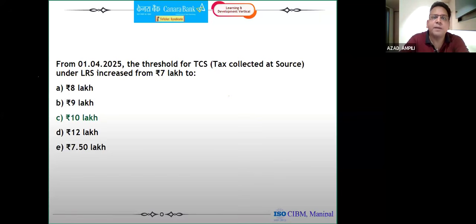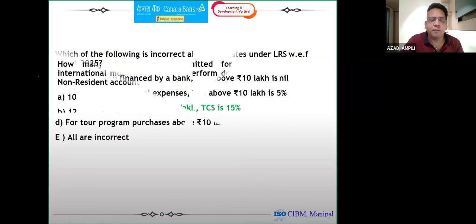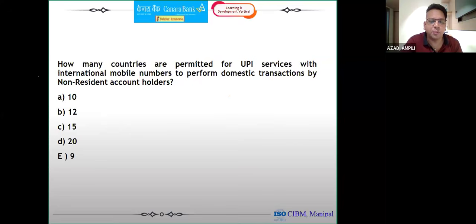Yeah, it's back. What is the answer for this? 10 lakhs. Next question, which of the following is incorrect about TCS rates under LRS with effect from 1/4/2025? Yes, yes, keep voting, keep voting. So for education financed by bank, TCS above 10 lakhs is nil. Okay, 10 lakhs is nil. Yeah, very good, very good. C is the answer. Priya is right.